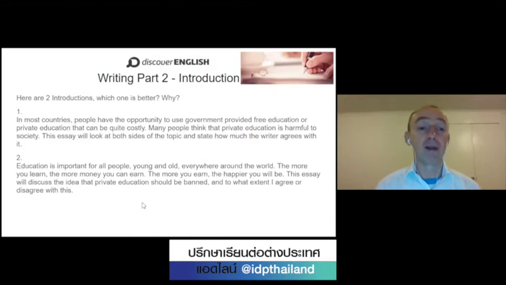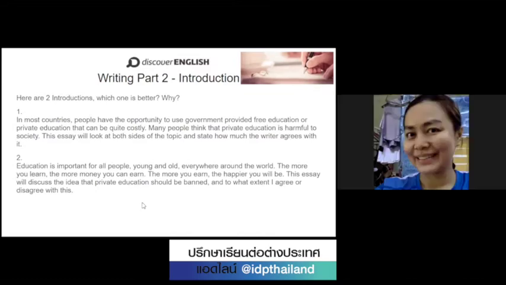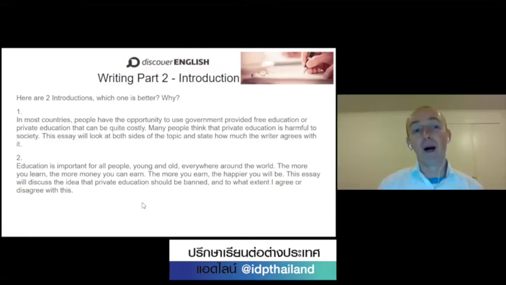And the problem with number 2 is that the writer has started in a way which is too general. It's too broad. So for introduction number 2, education is important for all people, young and old, everywhere around the world. The more you learn, the more money you can earn. Now, this is too broad. Eventually the writer does almost get to the topic, but it's too general, and it's not focused enough.